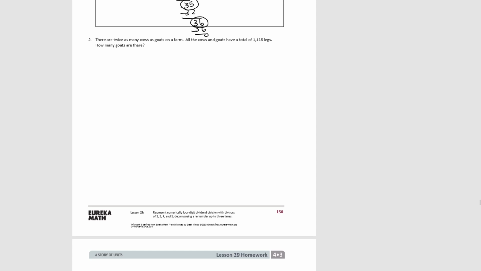Okay, first of all, we're going to have to figure out how many animals there are. And we have a hint here because it tells us how many legs there are, and both cows and goats have 4 legs. So if we take the total number of legs, and we divide it into groups of 4, that would be 1 animal, we could figure out how many animals there are. So let's do that.